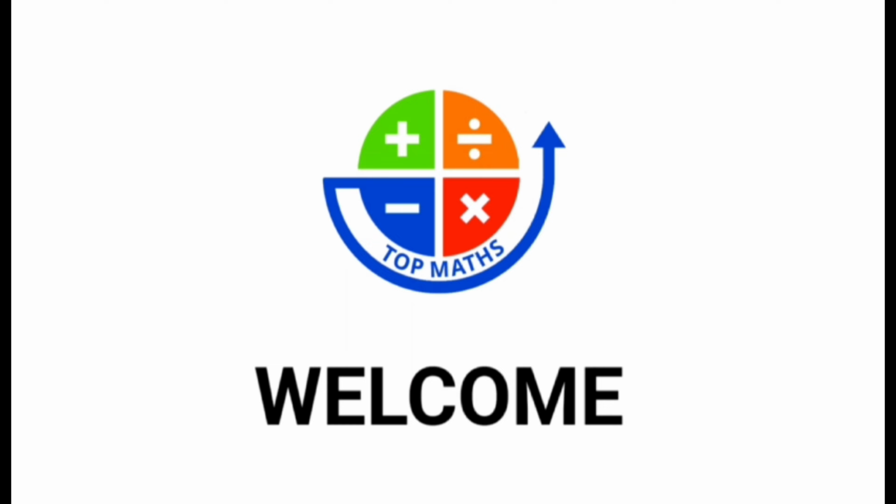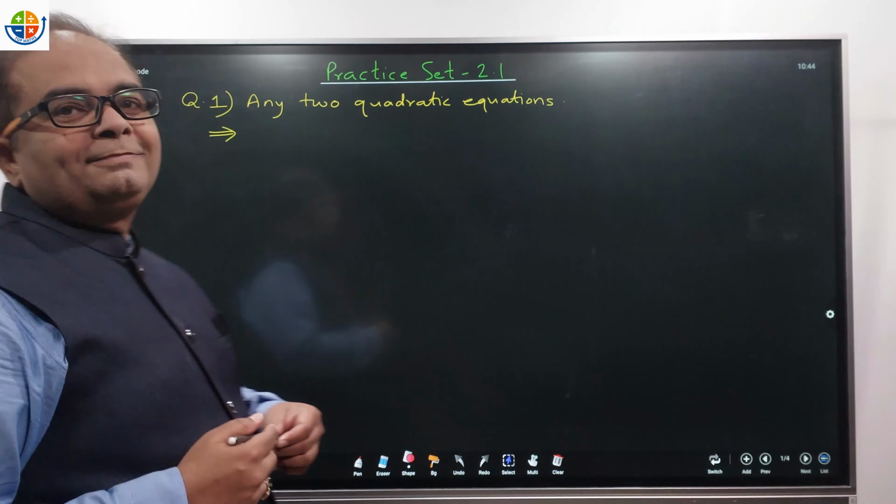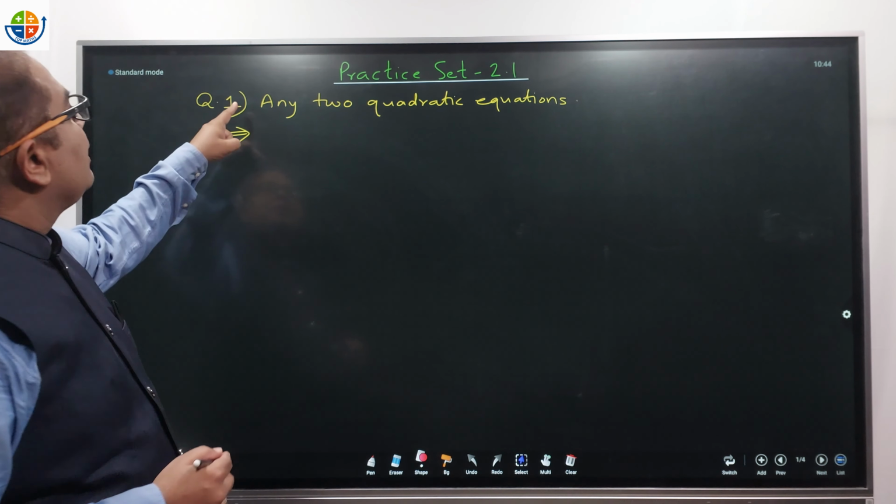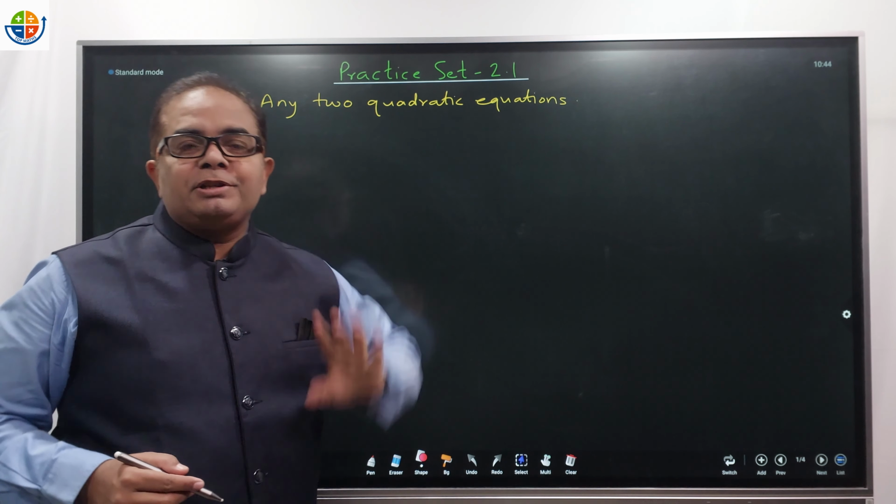It just needs practice, practice, and practice. Now let's solve practice set 2.1. First example, write any two quadratic equations.